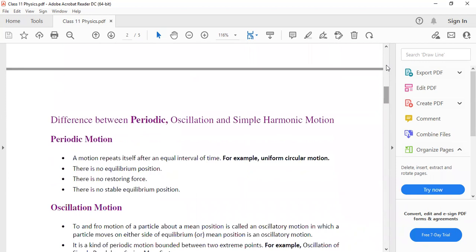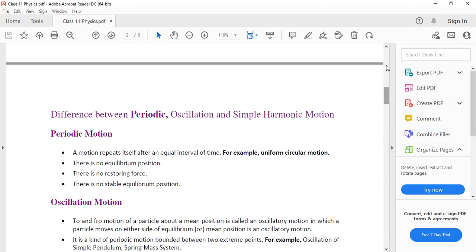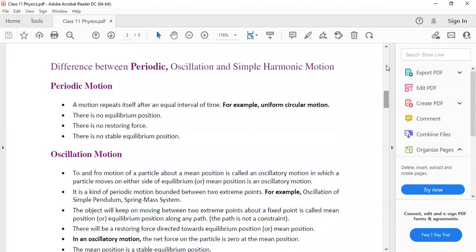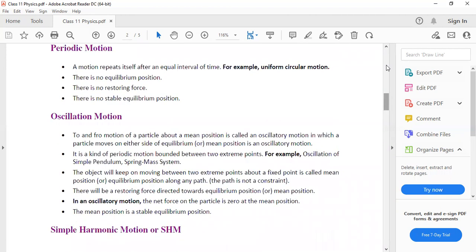These are some differences between periodic oscillation and simple harmonic motion which we should be aware of. First is periodic motion. What is periodic motion? A motion that repeats itself after an equal interval of time, for example, uniform circular motion. There is no equilibrium position, there is no restoring force, and there is no stable equilibrium position. That is a very important point, and we should remember that there is no stable equilibrium position in periodic motion.